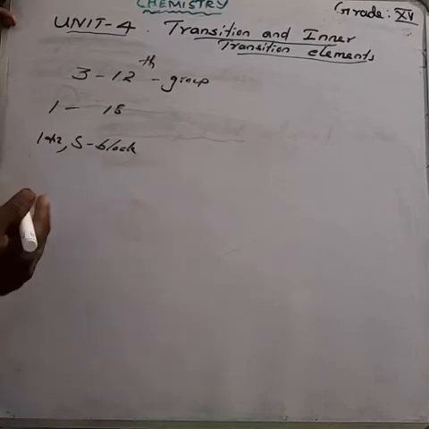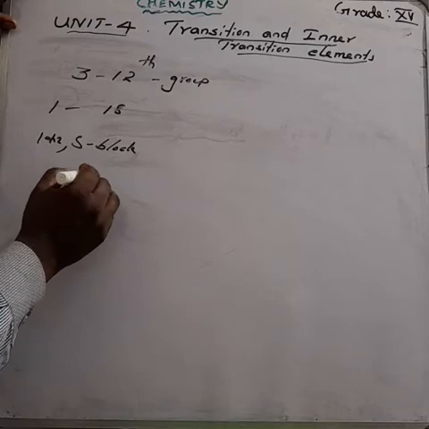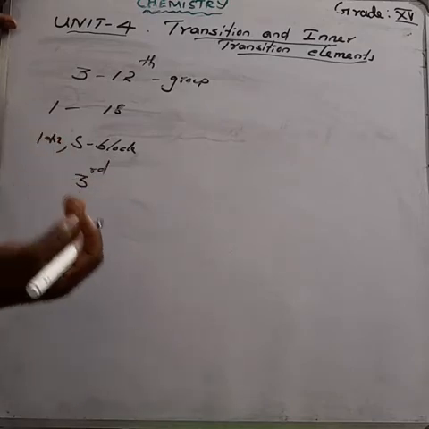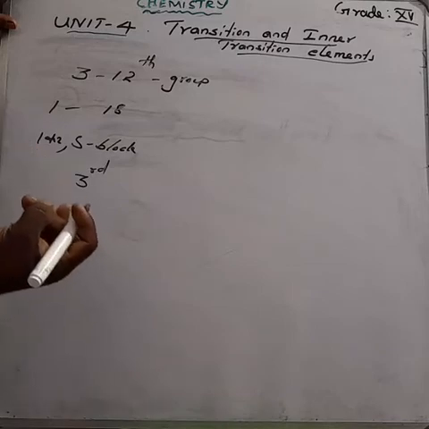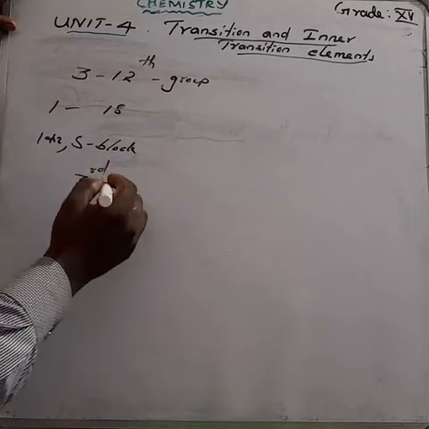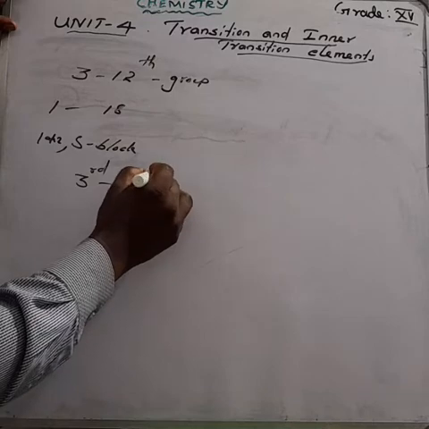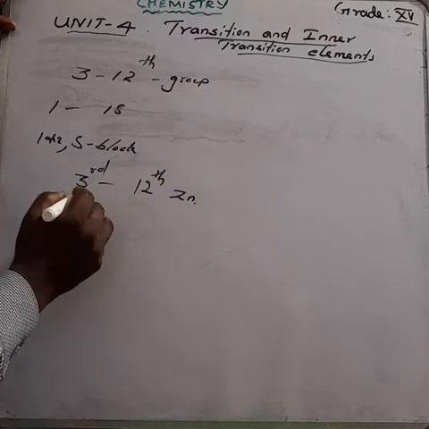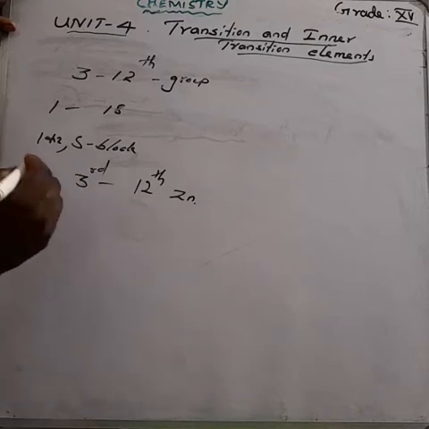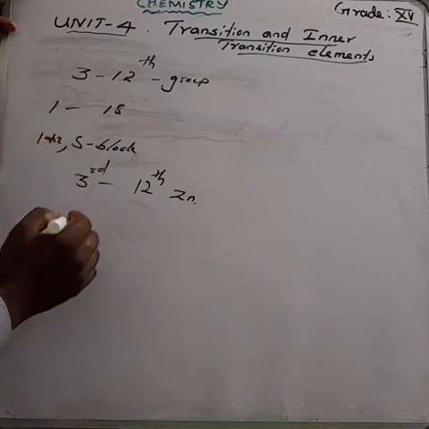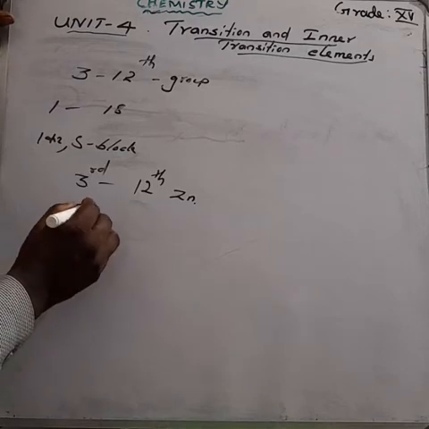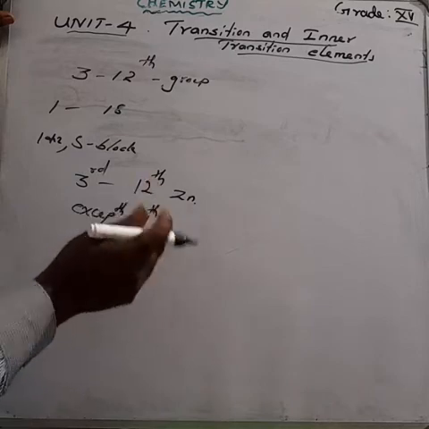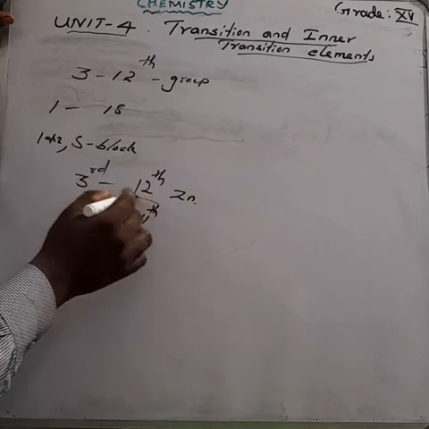After that, the third group starting from scandium, titanium, vanadium, chromium, manganese, iron, cobalt, nickel, copper, zinc. These are all transition element from starting from third group to 12th group. Here, except 11th group. 11th group means copper, silver, gold, rhodium. These are all except this 11th group.